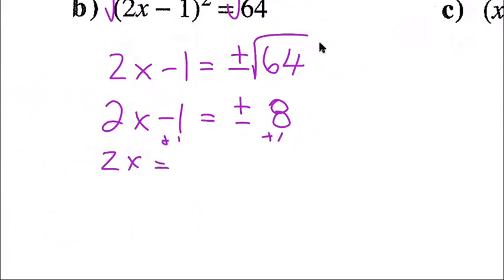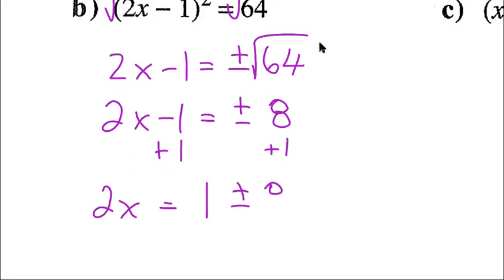2x is equal to, actually I squished that too far. Add 1. No, this is where you have to be careful. 2x is equal to 1 plus or minus 8. I can't combine those right now. I have to get it all finished.